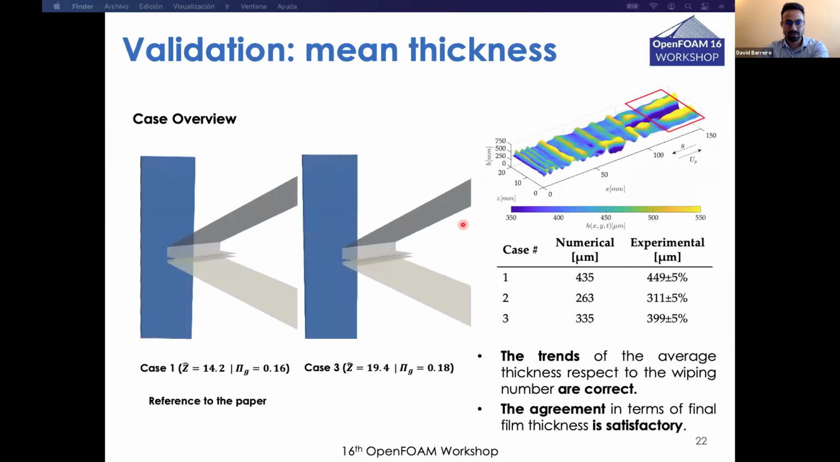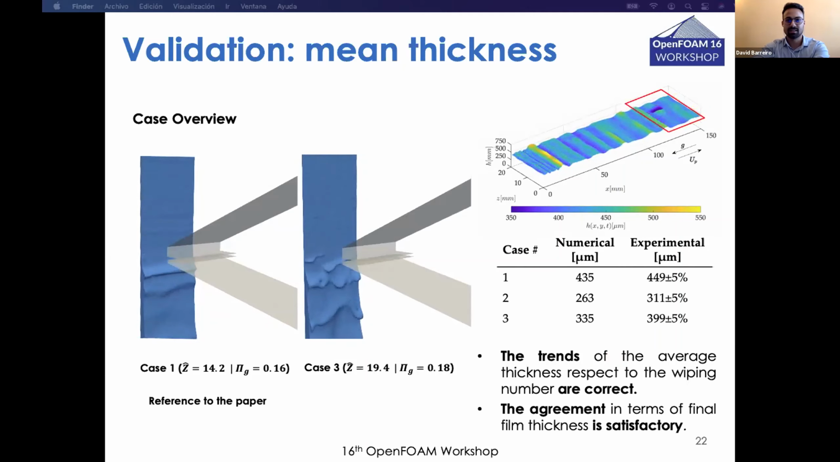Now it's time for the result section. On the left, you can see a 3D reconstruction of the film for cases 1 and 3. It is remarkable that featuring very similar wiping numbers, the flow dynamics are very different. In case 1, the film is much more two-dimensional than in case 3, where the runback flow becomes fully 3D.